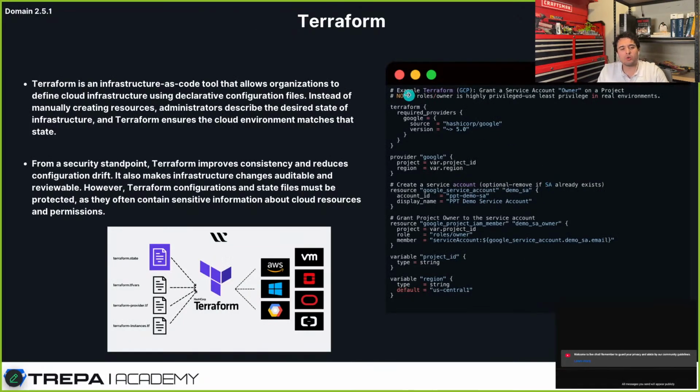All right, now we're going to go over different infrastructure as code tools here. There are scripting languages, coding languages, I guess you could call them. Terraform's not really coding, but it says tools here. So Terraform is an infrastructure as code tool that allows organizations to define cloud infrastructure using declarative configuration files. Let me break that down for you.